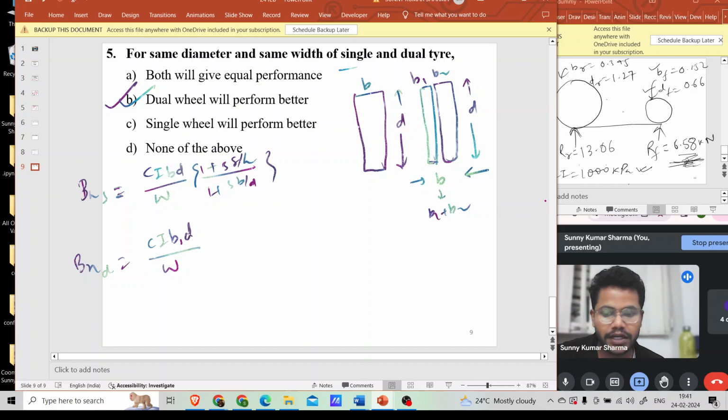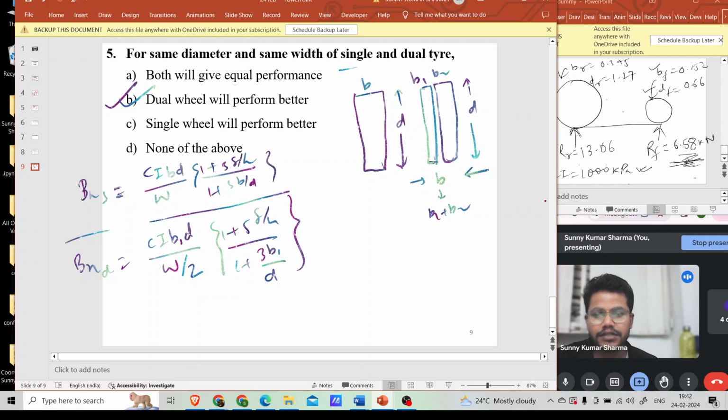On a single wheel of the dual tire, the weight coming will be distributed. If you divide it by 2, the weight is distributed equally. Then it is CI B1 D by W by 2, into 1 plus 5 delta by H, into 1 plus 3 B1 by D. If you divide both equations, what expression will you get? This is for one wheel. For the dual tire we have calculated the mobility number for a single wheel.